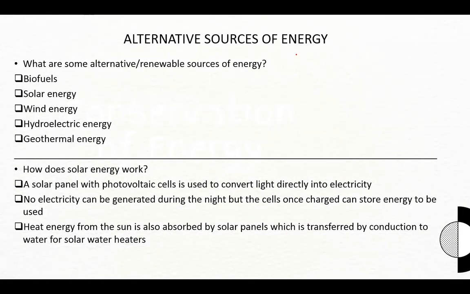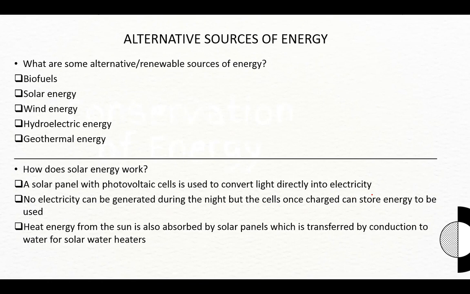Now, what are some alternative sources of energy? We can use biofuels, solar energy, wind energy, hydroelectric energy, or geothermal energy. And how do solar systems work, or how does solar energy work? Well, we have the solar panel. The solar panel has cells which are called photovoltaic cells, and these cells are used to convert light directly into electricity, right?